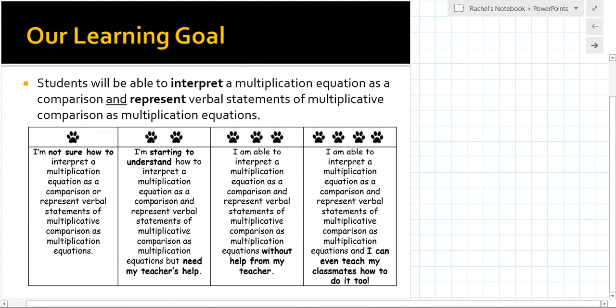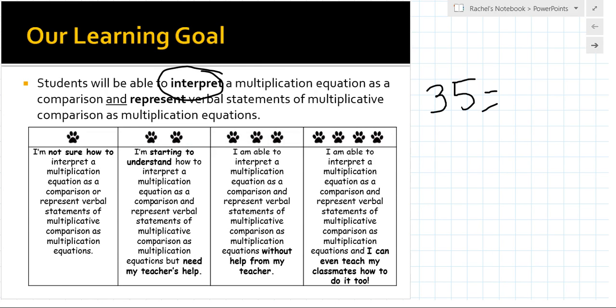Today our lesson was on interpreting a multiplication equation as a comparison and representing verbal statements of multiplicative comparison as equations. So it's very difficult or confusing to read and understand what that means, but interpreting the multiplication sentence or equation as a comparison simply means if we have an equation such as 35 equals 5 times 7, we can read that and interpret it as comparing two numbers.